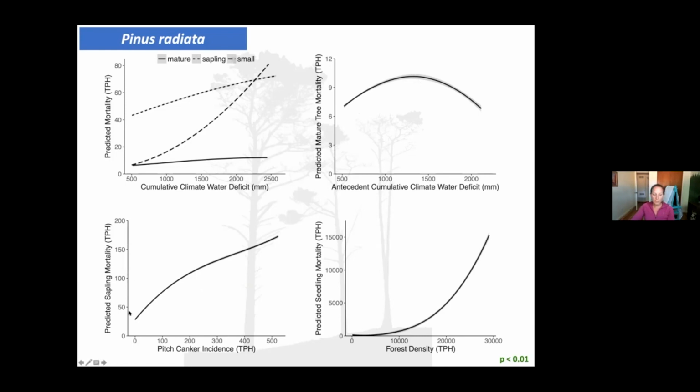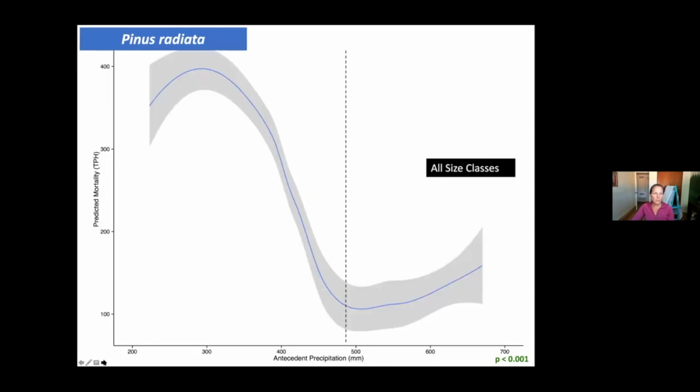Sapling mortality was additionally influenced by pitch canker incidence. So we see an increase in sapling mortality with an increase in the total number of trees that have pitch canker on that landscape. And then finally, in the bottom right-hand corner, as we would expect, we see increases in seedling mortality with increases in forest density. So that density-dependent mortality occurring there.